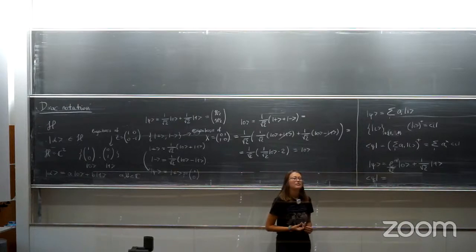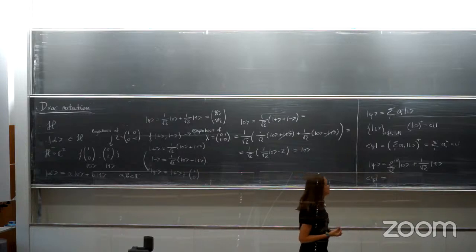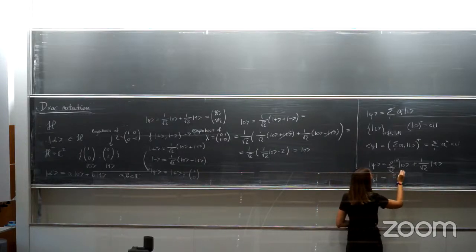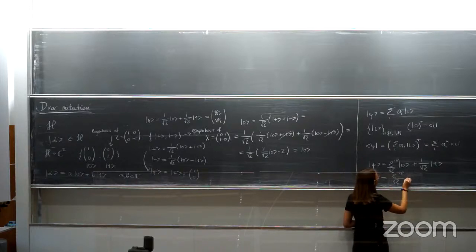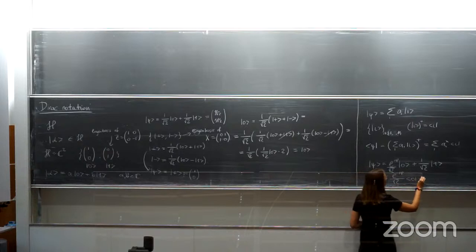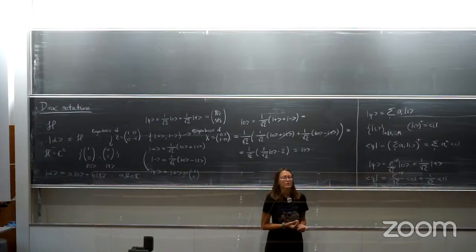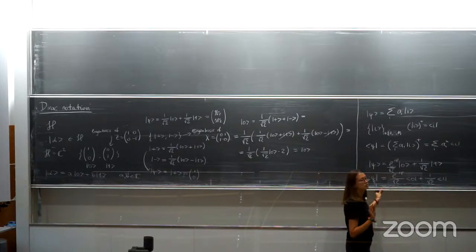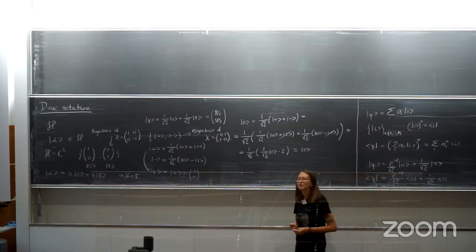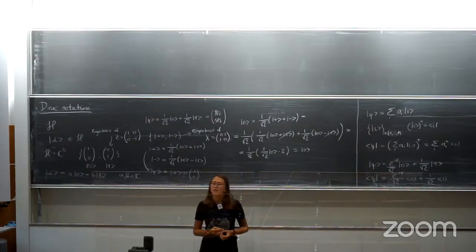Yes? E to the minus I phi. Yeah. Plus 1 over square root of 2 and... Yes, exactly. Does everyone see why it's the case? Okay, there are no questions. The conjugate of e to the power of I phi is always e to the minus I phi.